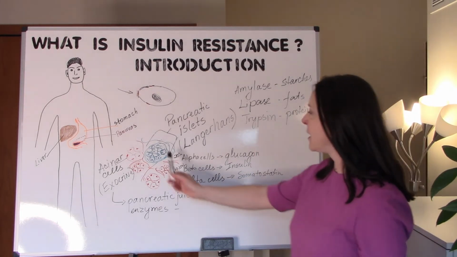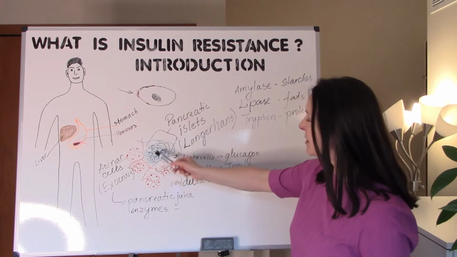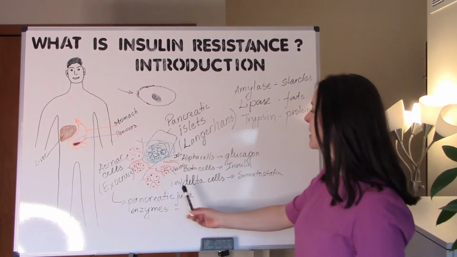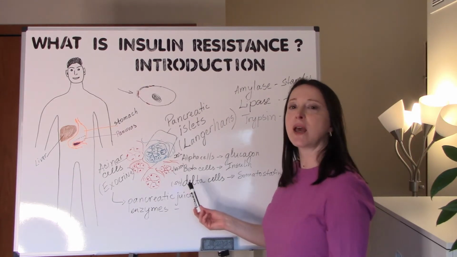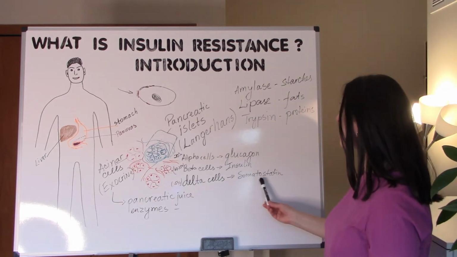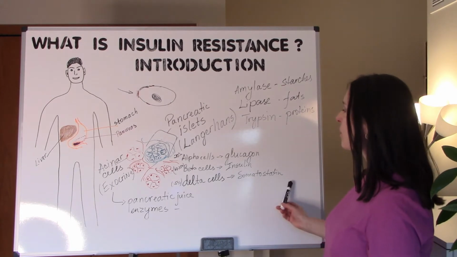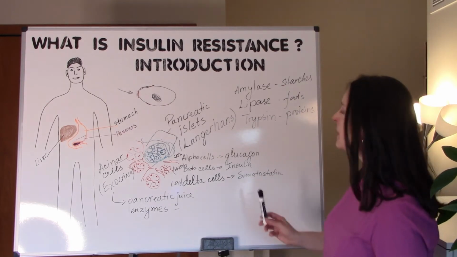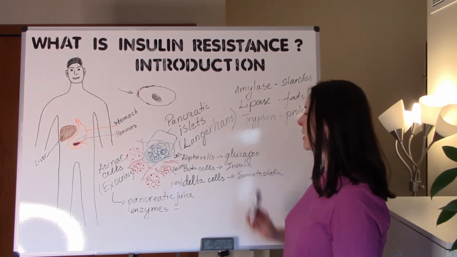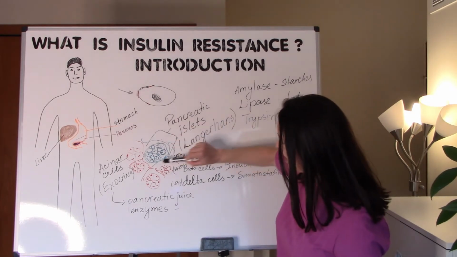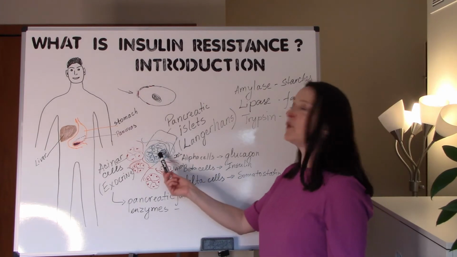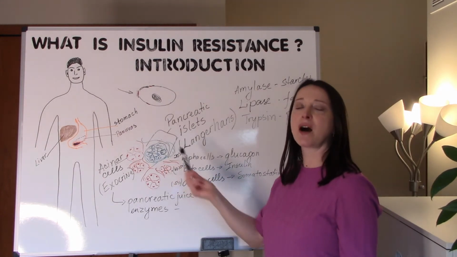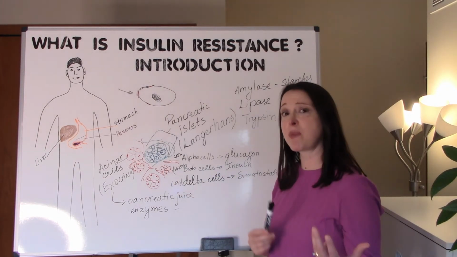But then the least amount of cells in these islands of Langerhans, about 5%, are called delta cells, and they're producing a hormone called somatostatin, and this hormone actually also affects the production of glucagon and insulin. So as you see, these pancreatic islands of Langerhans are responsible for the endocrine function of the pancreas. I hope that makes sense.